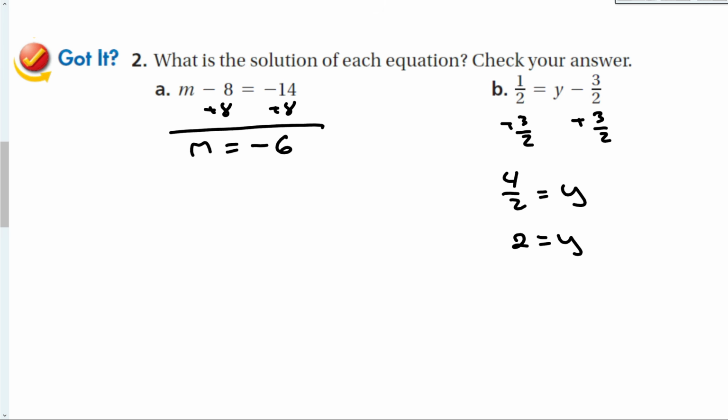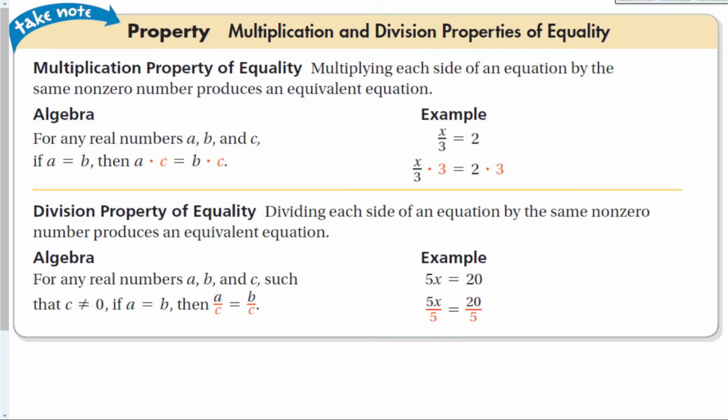to get the variable by itself by doing inverse operations. Inverse of addition is subtraction. Inverse of subtraction is addition. We can do the same thing with multiplication and division properties of equality. Okay? Division is the inverse of multiplication.